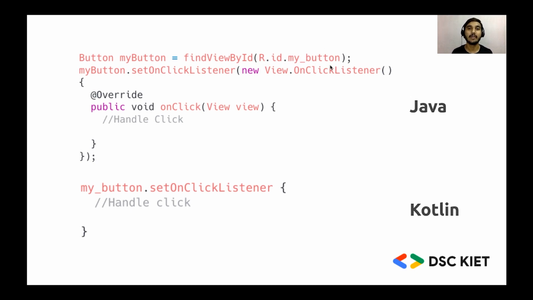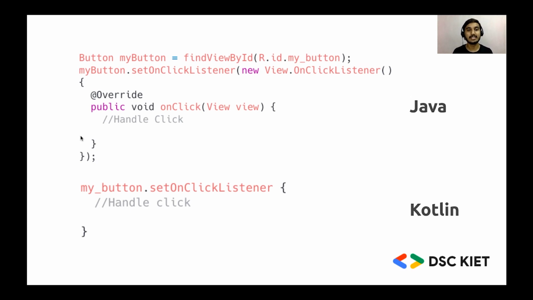So once we have a reference to that button, we can set a click listener to it, so that anytime that button is pressed it would easily respond to it. This method is overridden, so it is performing some action, and we can handle it here in onClick.